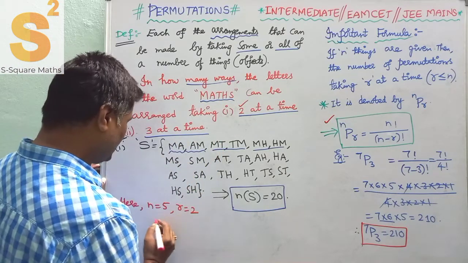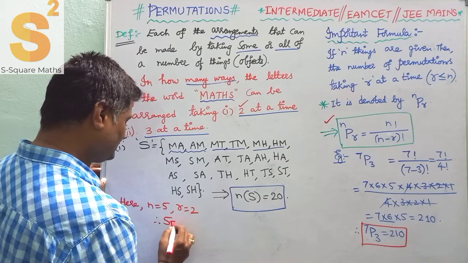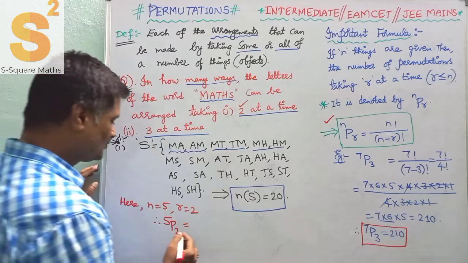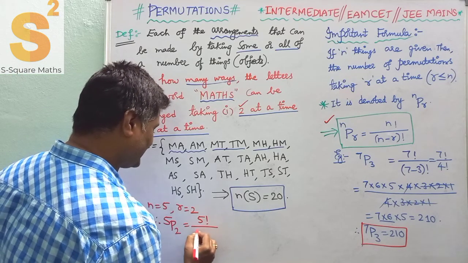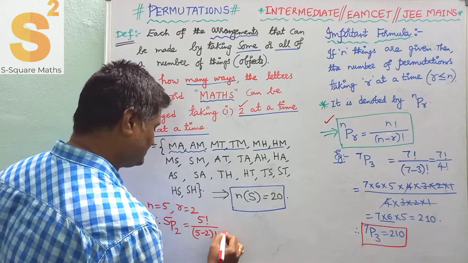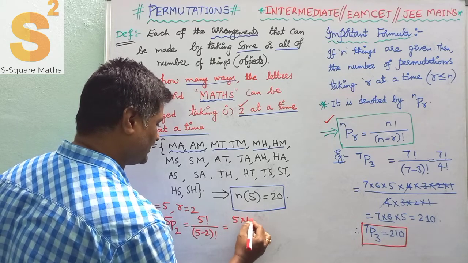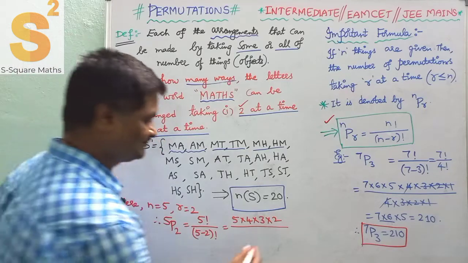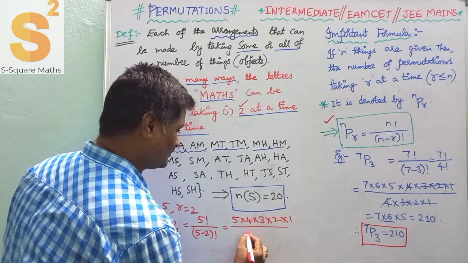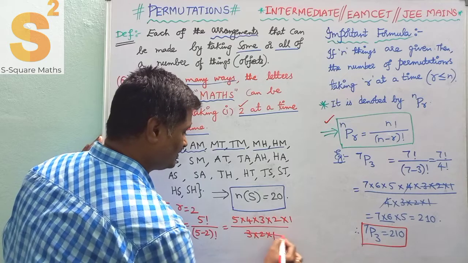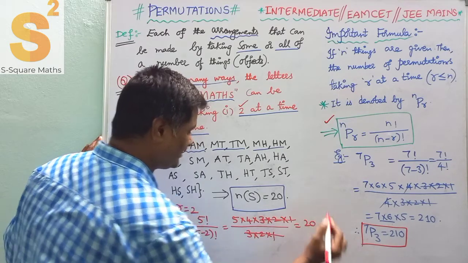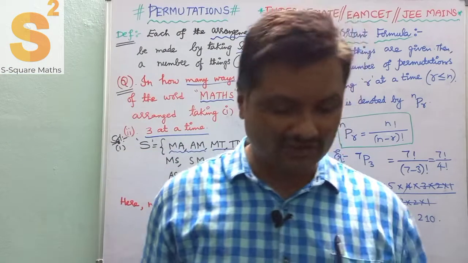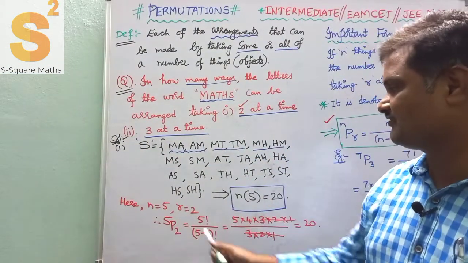So we have to go through the value of 5P2, because 2 at a time. If it is 3 at a time, 5P3. So 5 factorial by 5 minus 2 factorial. 5 into 4 into 3 into 2 by 5 minus 2 is 3. So 3 factorial, 3 into 2 into 1. So cancelling, you are going to get 5 into 4 is 20. So like this we can go through the value of our 5P2.